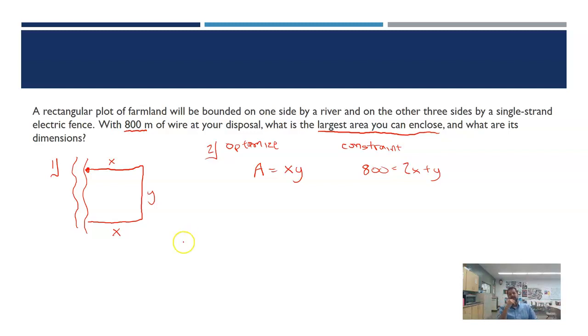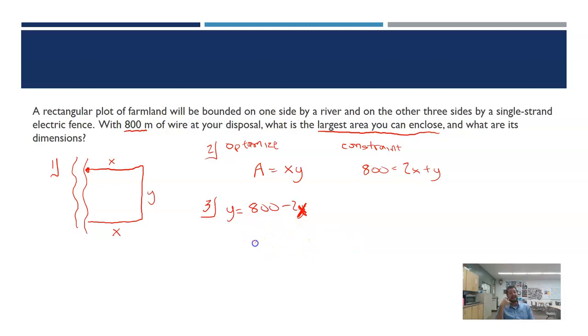So now I've got step number 2 done. I've got my 2 equations. That's usually the most difficult. Step number 3 is I need to decide what letter in the constraint equation we want to get by itself. It doesn't matter which, but in this case, it looks to me like the Y is much, much easier to get by itself. So I'm going to have 800, minus 2X, minus the 2X over the other side, equals Y.